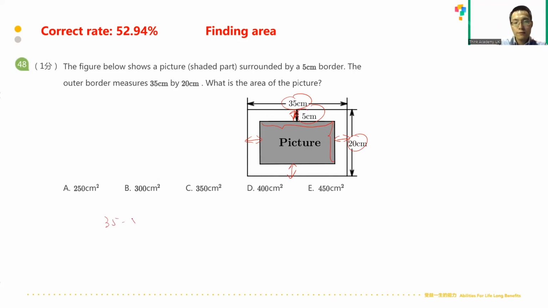So 35 minus 5 times 2 will give us the new length, and 20 minus 5 times 2 will give us the new width. This is 25 centimeters. Remember, units are very important. This is 10 centimeters, and the area of the picture is 25 times 10, which is 250 centimeters squared, which is A, the correct answer.